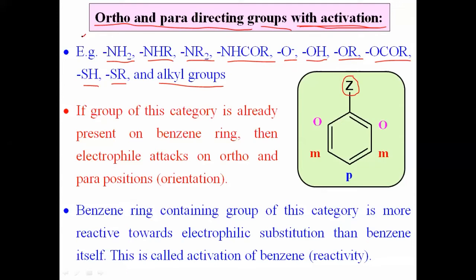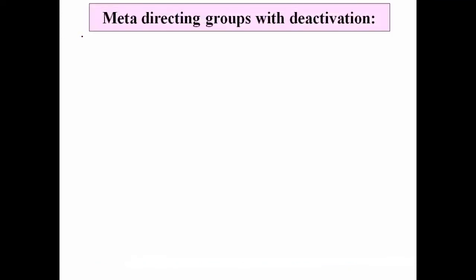Why they are ortho and para directing, how they cause ortho and para orientation, and why the compounds are more reactive due to the presence of such groups, हे आपण डिटेल मध्ये नंतर बघणार आहोत. पहिल्यांदा मी फक्त एक्सप्लेन करतो these three categories of different types of groups. Okay, this is the first category. Now let us see the second.